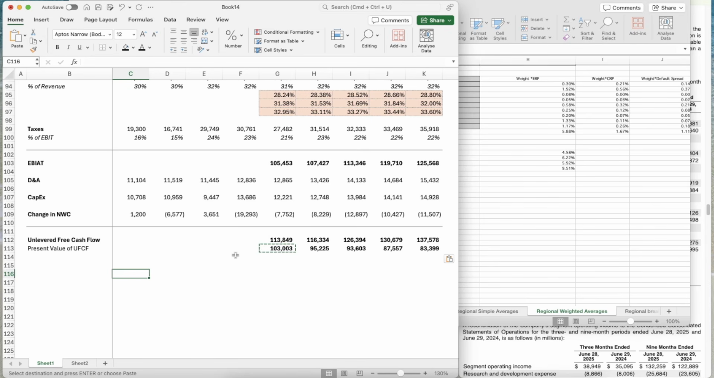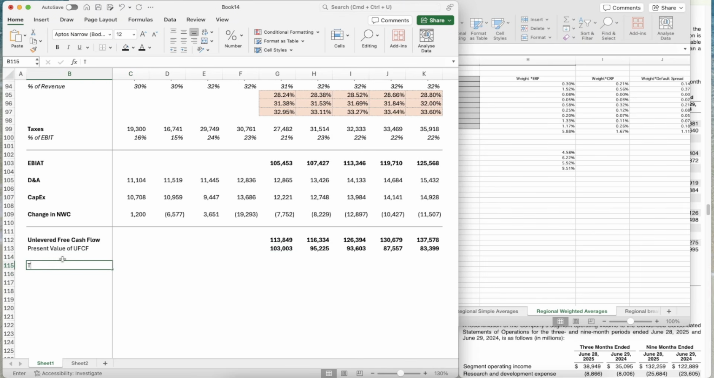That is the present value of the unlevered free cash flow. So that's what these are worth today, because this is 5 years out. Obviously, £1 today or $1 today is worth more than $1 tomorrow because of inflation and all the other risks associated with holding cash. So yeah, we have that.